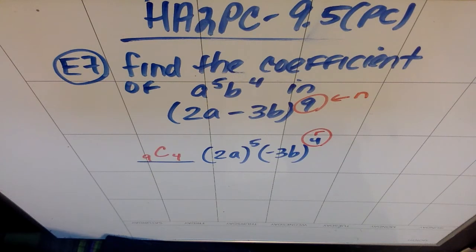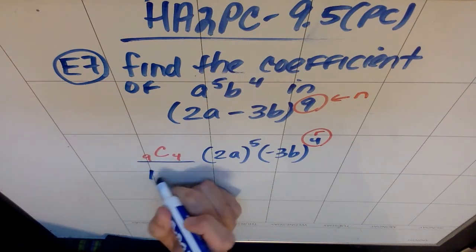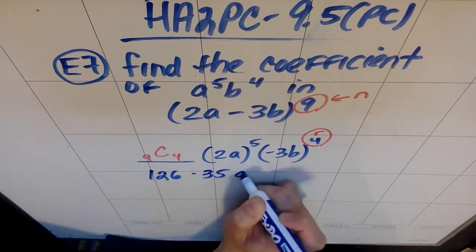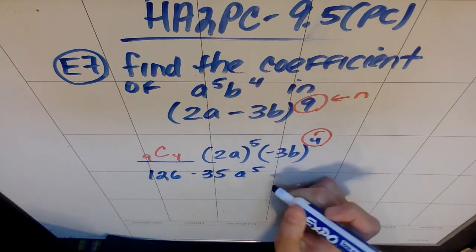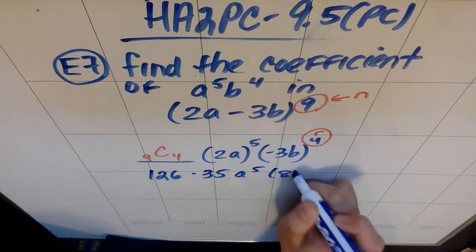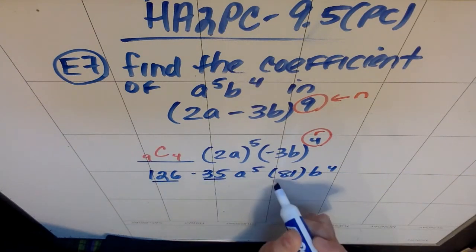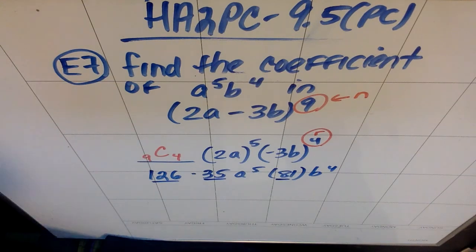So I'm going to get from my calculator that this is a 126, times a 2 to the fifth, which is a 32, a to the fifth, and then a negative 3 to the fourth, which is going to be an 81, and a b to the fourth. So I basically need my calculator to do 126 times a 35 times an 81, and that's the coefficient that I want. So I'm going to do 126 times a 35.